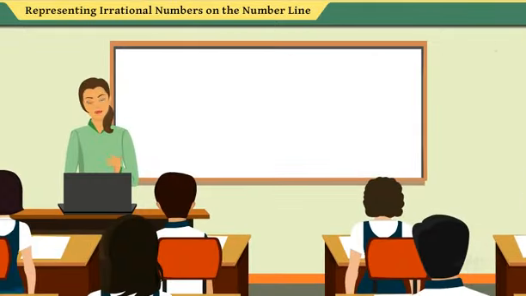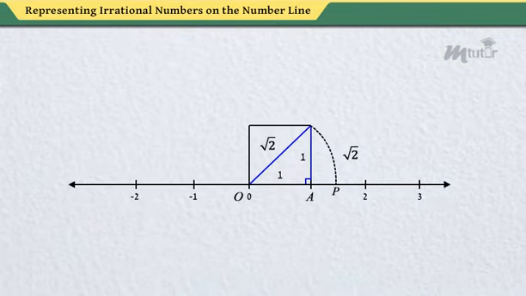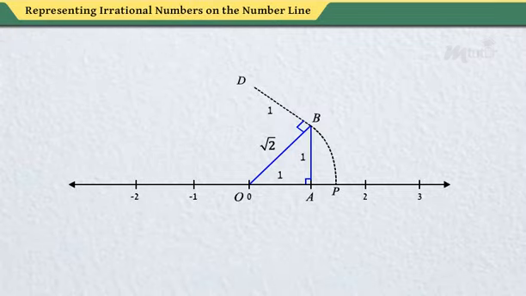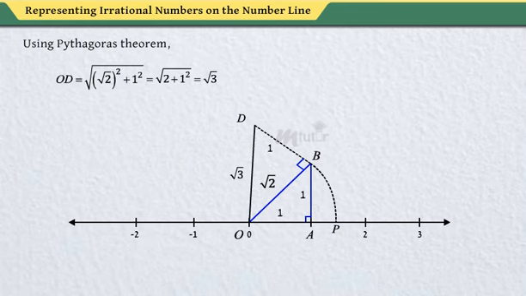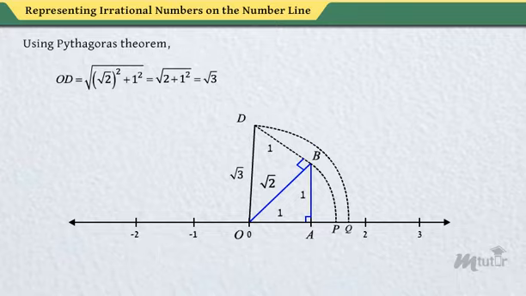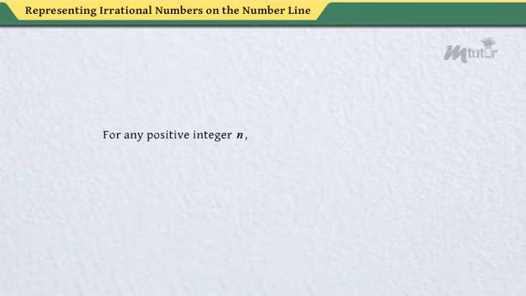It's easy, right? Next, let us try to locate the number root 3. Consider the figure that you obtained on locating root 2. Construct BD of unit length perpendicular to OB. Then using the Pythagoras theorem, OD equals the square root of root 2 square plus 1 square, which equals root 3. Using a compass with center O, and radius OD, draw an arc that intersects the number line at point Q. Then Q corresponds to root 3. Thus, we have located root 3, after locating root 2. In this way, for any positive integer n, you can locate root n, after locating root n minus 1.